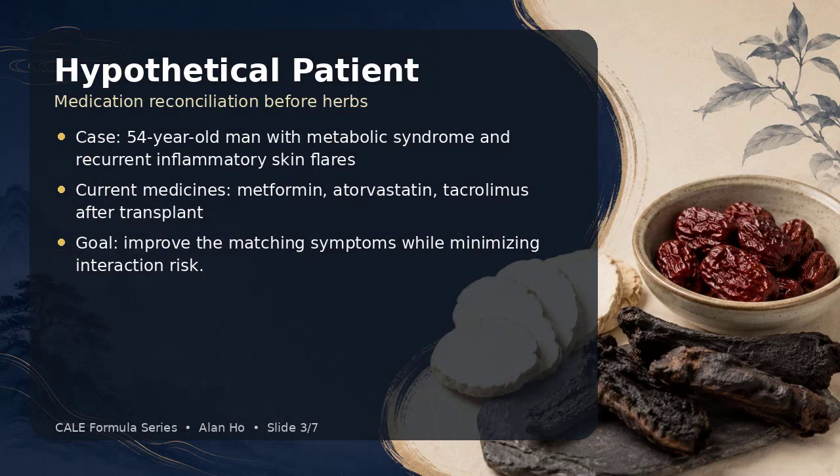My hypothetical patient is a 54-year-old man with metabolic syndrome and recurrent inflammatory skin flares. The current medicines are metformin, atorvastatin, and tacrolimus after transplant. This case gives a plausible reason to consider Huang Lian Jie Du Tang, but it also creates interaction questions.